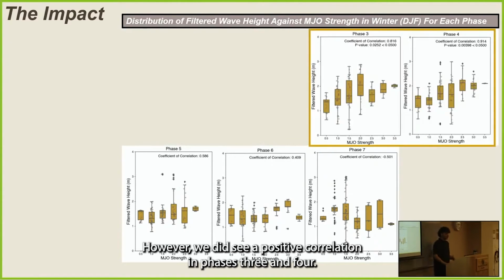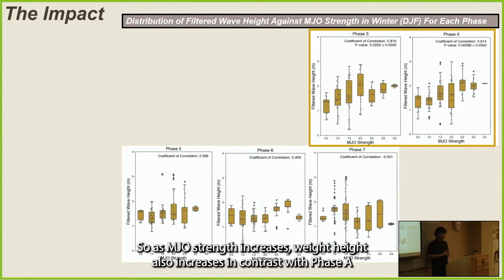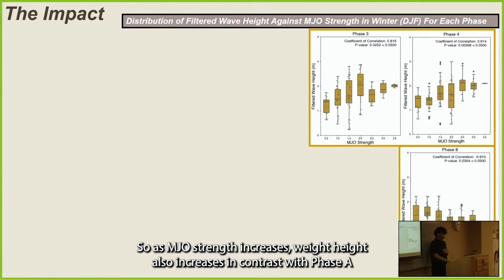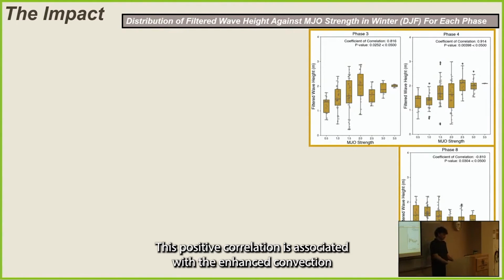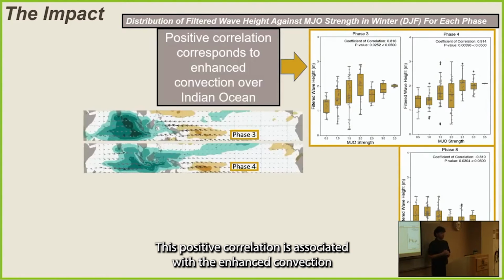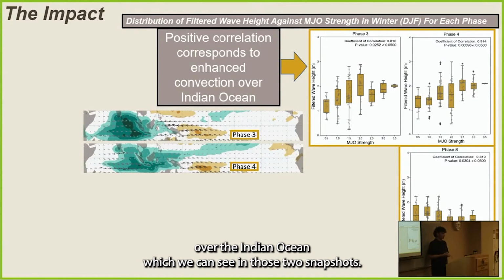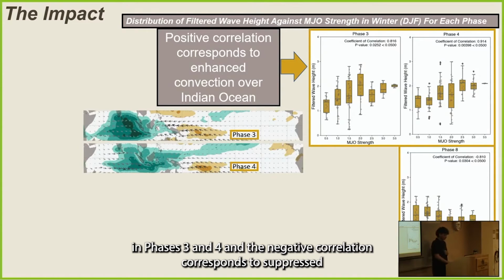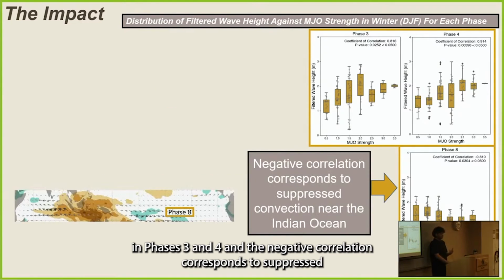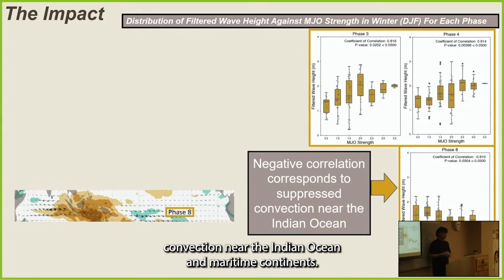However, we did see a positive correlation in phases 3 and 4, so as MJO strength increases, wave height also increases. In contrast with phase 8, we see an anti-correlation, whereas MJO strength increases, wave height decreases. And this positive correlation is associated with the enhanced convection over the Indian Ocean, which we can see in those two snapshots right there, phases 3 and 4. And the negative correlation corresponds to suppressed convection near the Indian Ocean and maritime continents.